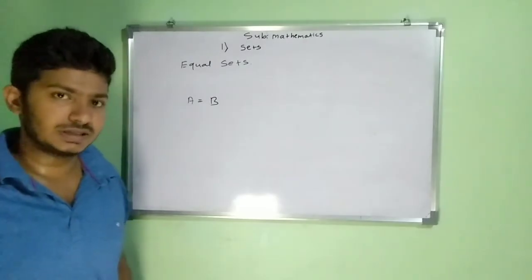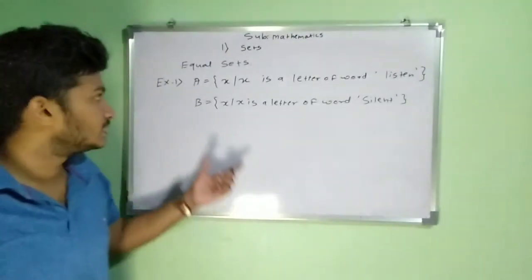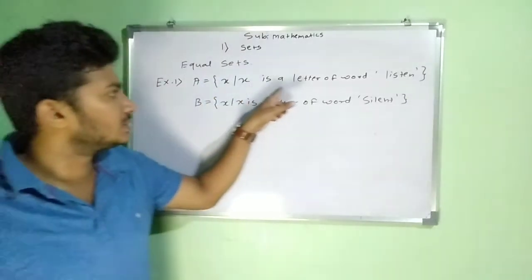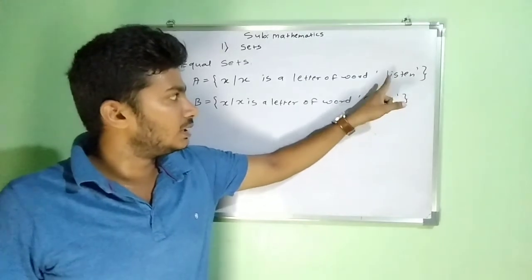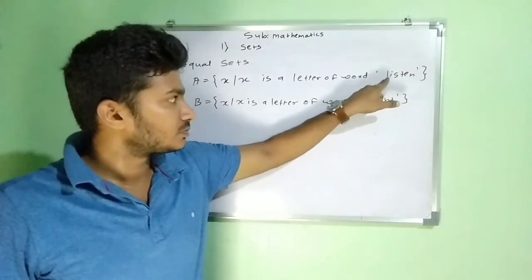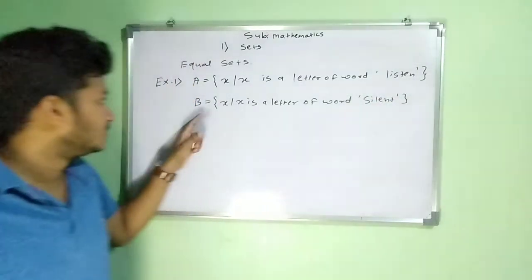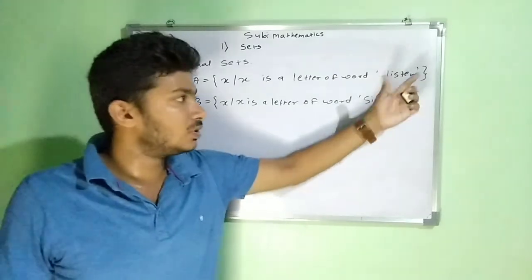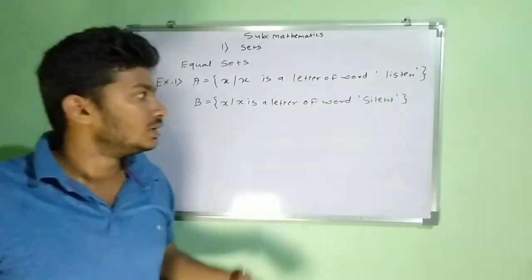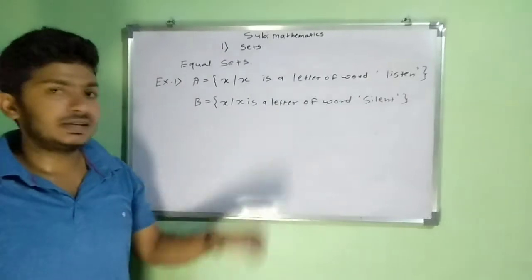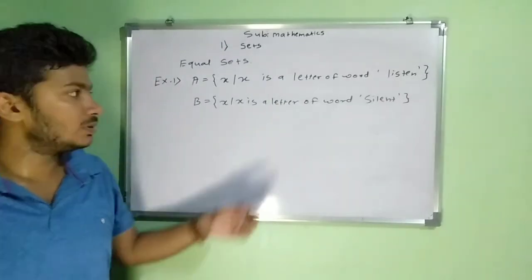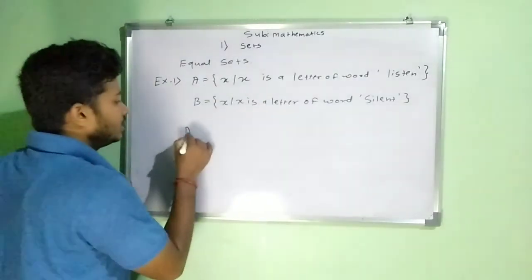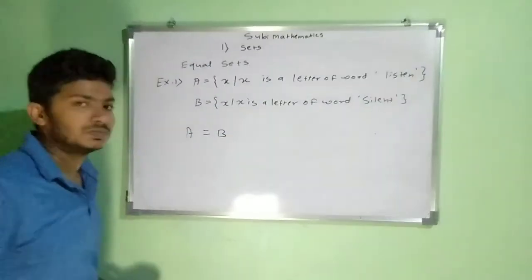Now we will see some examples of equal sets. Our first set is A = {x such that x is a letter of the word LISTEN}. The letters of the word listen are L, I, S, T, E, N. Similarly, look at set B, x such that x is a letter of the word SILENT. If you look at both the words listen and silent, the order of the letters is not the same, but the sets are still equal because the elements present inside the sets are equal. So we can write A = B because both sets are equal.